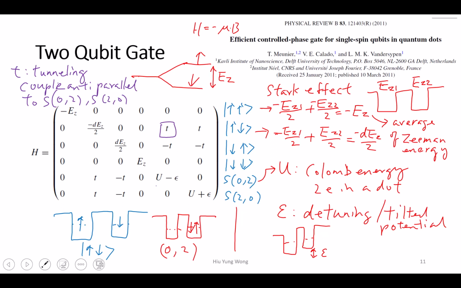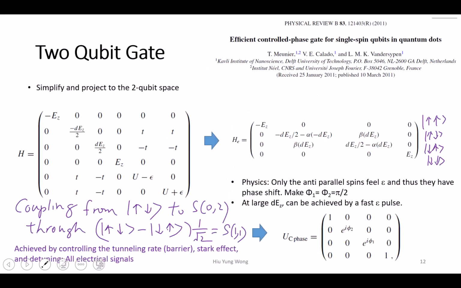Okay? And then, how does it do it? It does it through the physics that when you want to go from this state to this two-spin-in-one-quantum-dot state, you actually need to couple through this superposition state. And that's why only the anti-parallel spin will feel it. And only they feel it, and that's why when you apply the Hamiltonian, you only have a phase shift in the anti-parallel state. And that's why you can achieve the phase shift gates that you want.